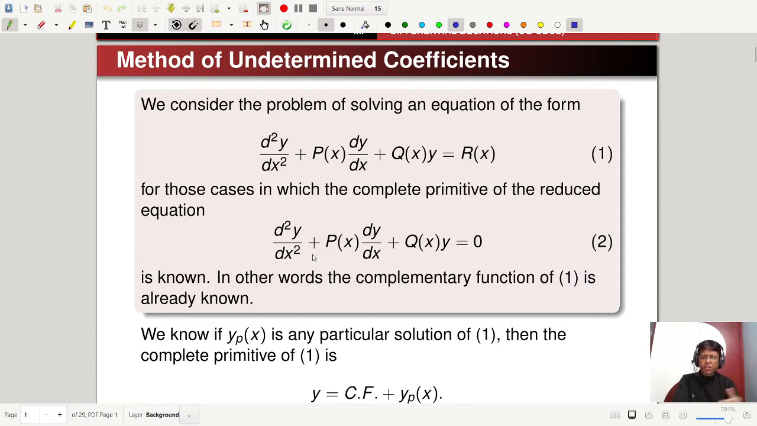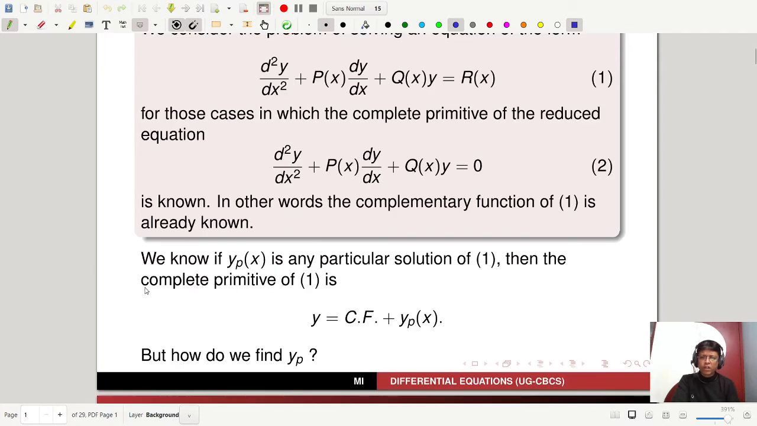You find it by the auxiliary equation. You write the auxiliary equation and find the roots. The roots can be real and unequal, real and equal, or imaginary. So these are the three possibilities. So we know if yp(x) is any particular solution of 1, then the complete primitive of 1 is y equal to CF plus yp(x). This is the complete primitive.